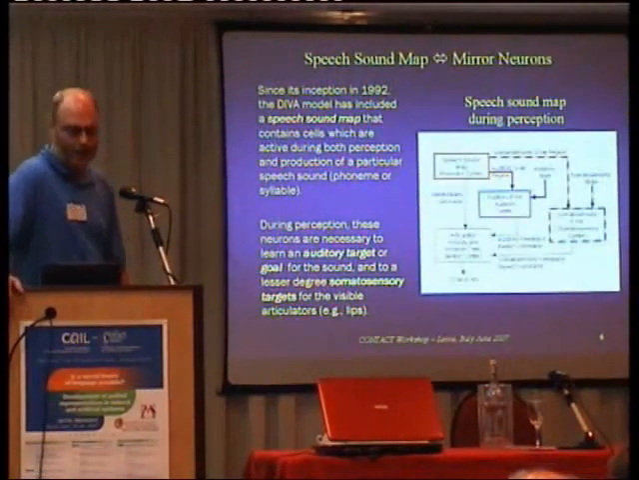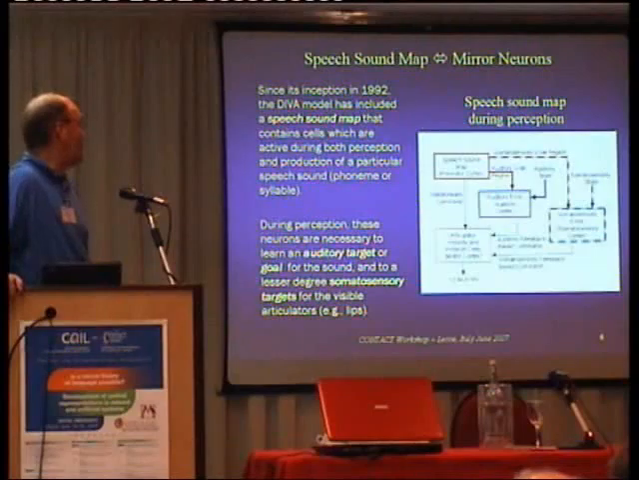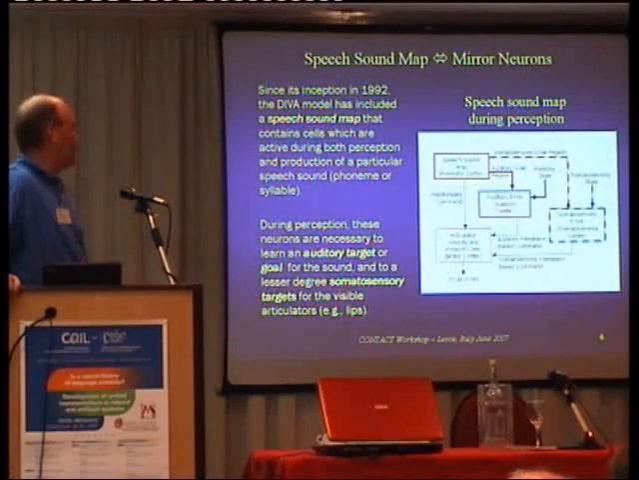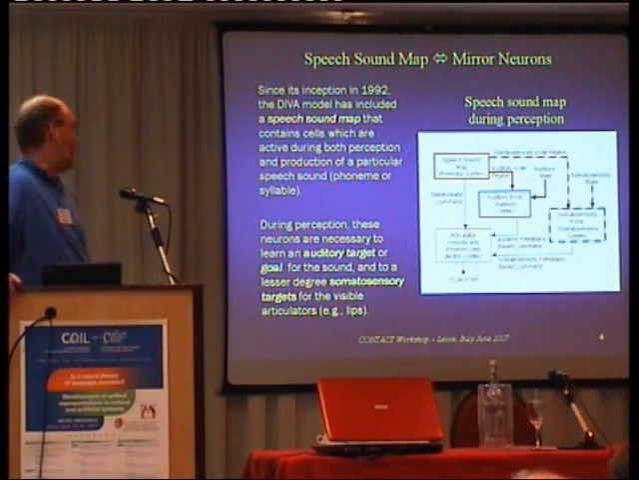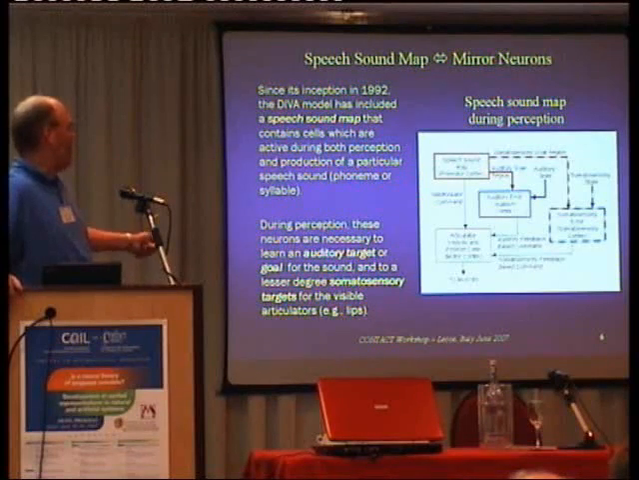Okay, well, I think it's important in this context to highlight the relationship between the speech sound map cells in the model and mirror neurons. Now, the model was devised in 1992, and since the beginning it's had what we've called the speech sound map, which is a set of cells that we believe to exist in premotor cortex that are active during both perception and production of speech sounds. So we simplify this in our model.